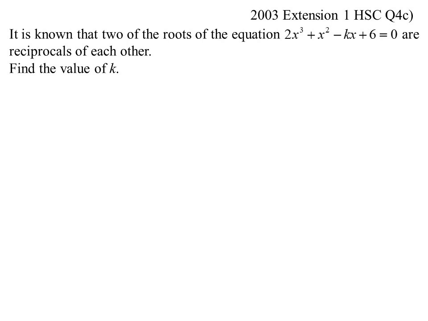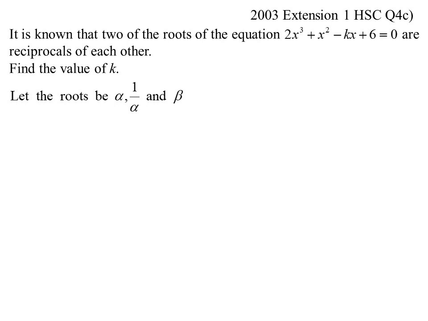This time we know 2 of the roots of this particular one are reciprocals of each other. We don't know what they are, but we know they are reciprocals. Work out what k is. This time I'm going to say the roots are alpha, one of the other roots is the reciprocal, so let's call it 1 on alpha, and then I've got a third root that I don't know. I'll call that one beta. So there's my 3 roots.